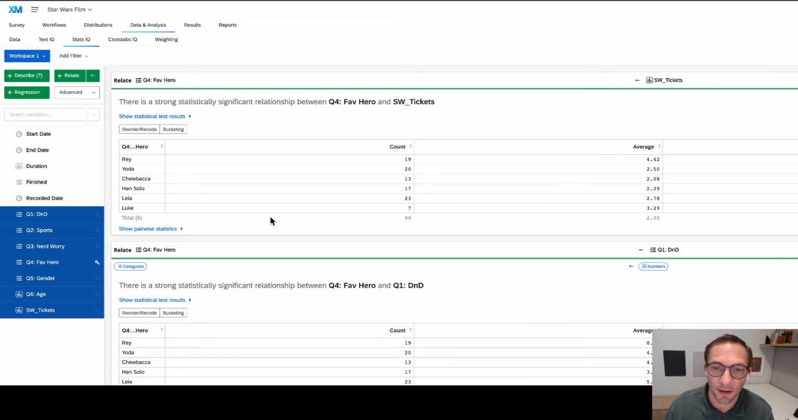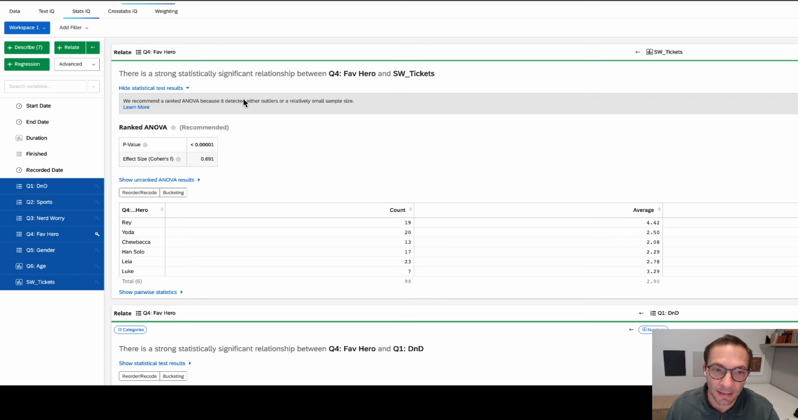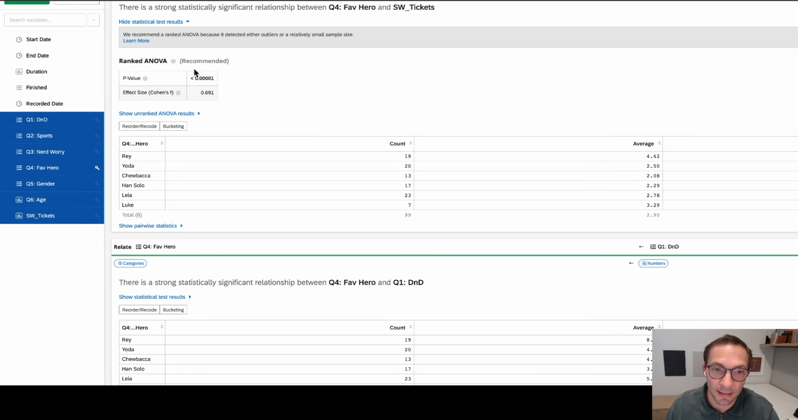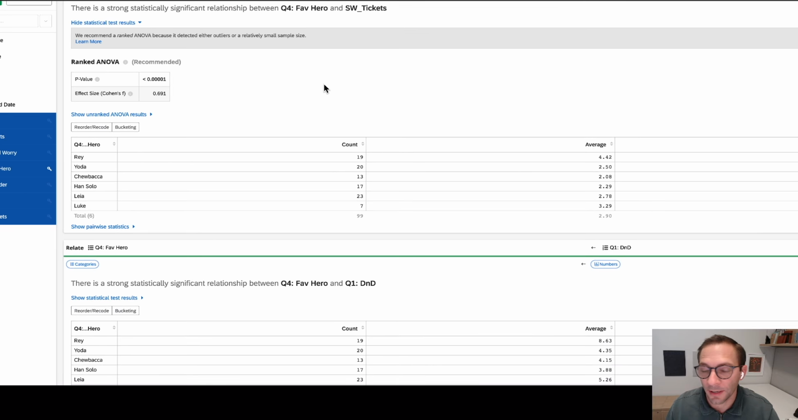So let's look here at this first one, SW tickets. So does SW tickets predict the favorite hero? And I click here and I see a significant p-value. Yes, something's going on. But just like we saw, actually it's exactly like what we saw because this is just showing an ANOVA. But this is exactly what we saw from the first set of questions.